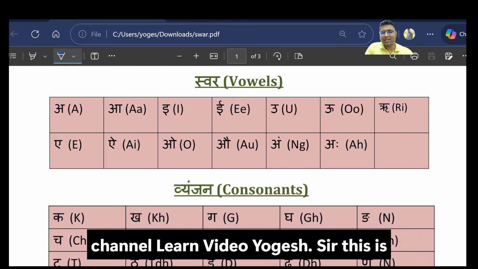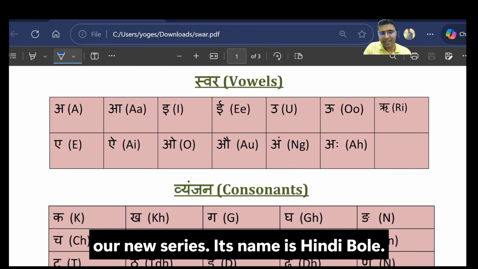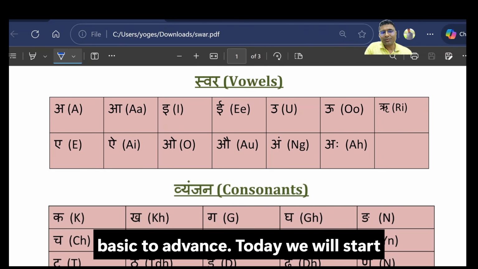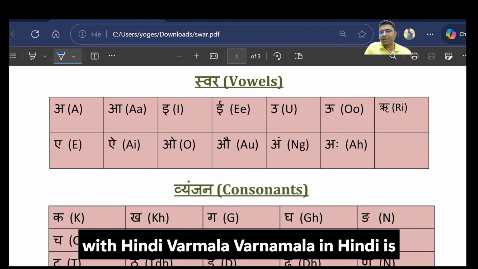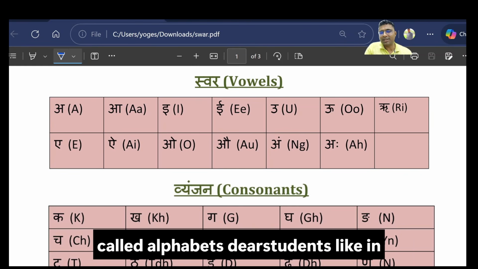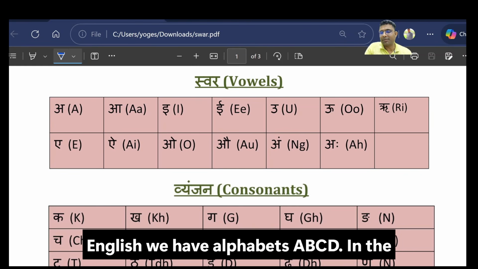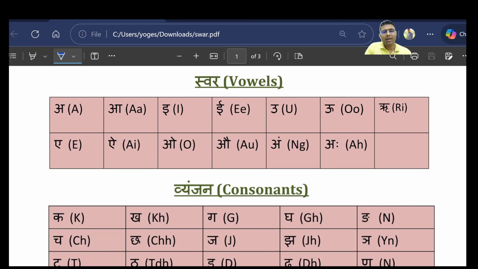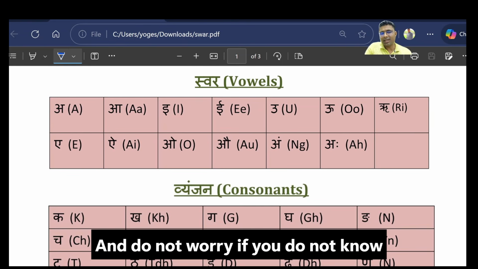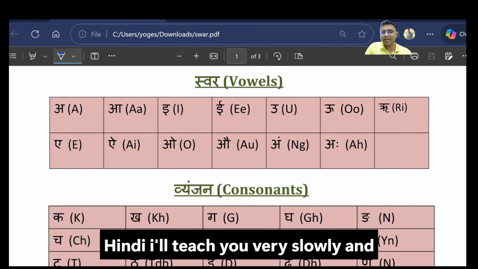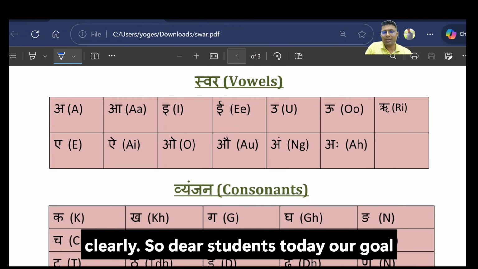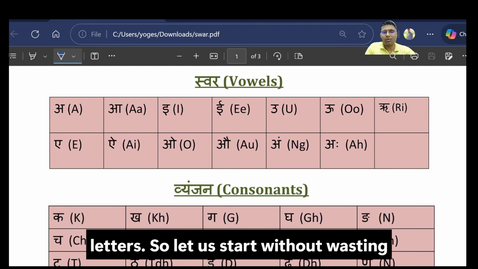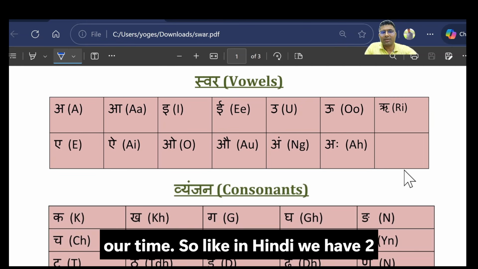This is our new series. Its name is Hindi Bole. In this series we will learn Hindi from basic to advanced. Today we will start with Hindi Varnamala. Varnamala in Hindi is called alphabets, dear students. Like in English we have alphabets A, B, C, D, in the same way in Hindi we have Varnamala. And don't worry if you don't know Hindi, I'll teach you very slowly and clearly. So dear students, today our goal is how to read and pronounce Hindi letters. So let's start without wasting our time.